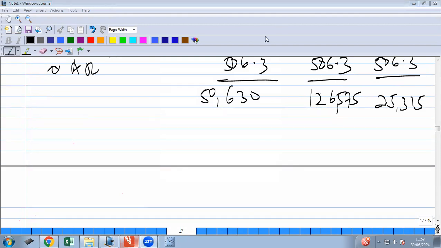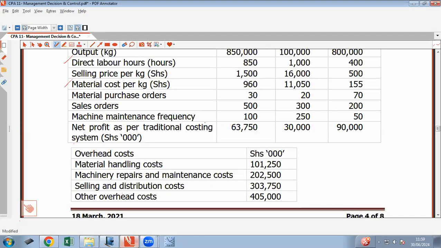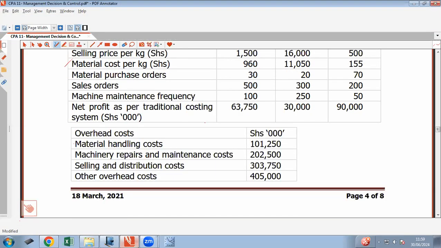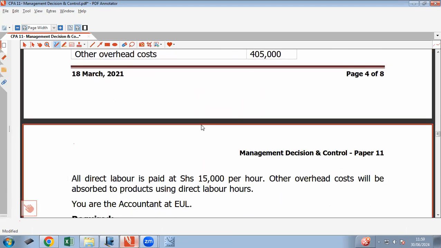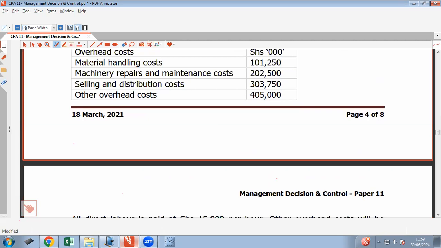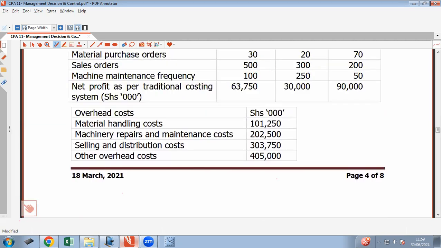Number of decimal places, always use at least 2. Okay, so you have selling and distribution. Of course, we are going to sales orders, and the overhead we have said we are using, as per the examiner's direction, is direct labor hours.